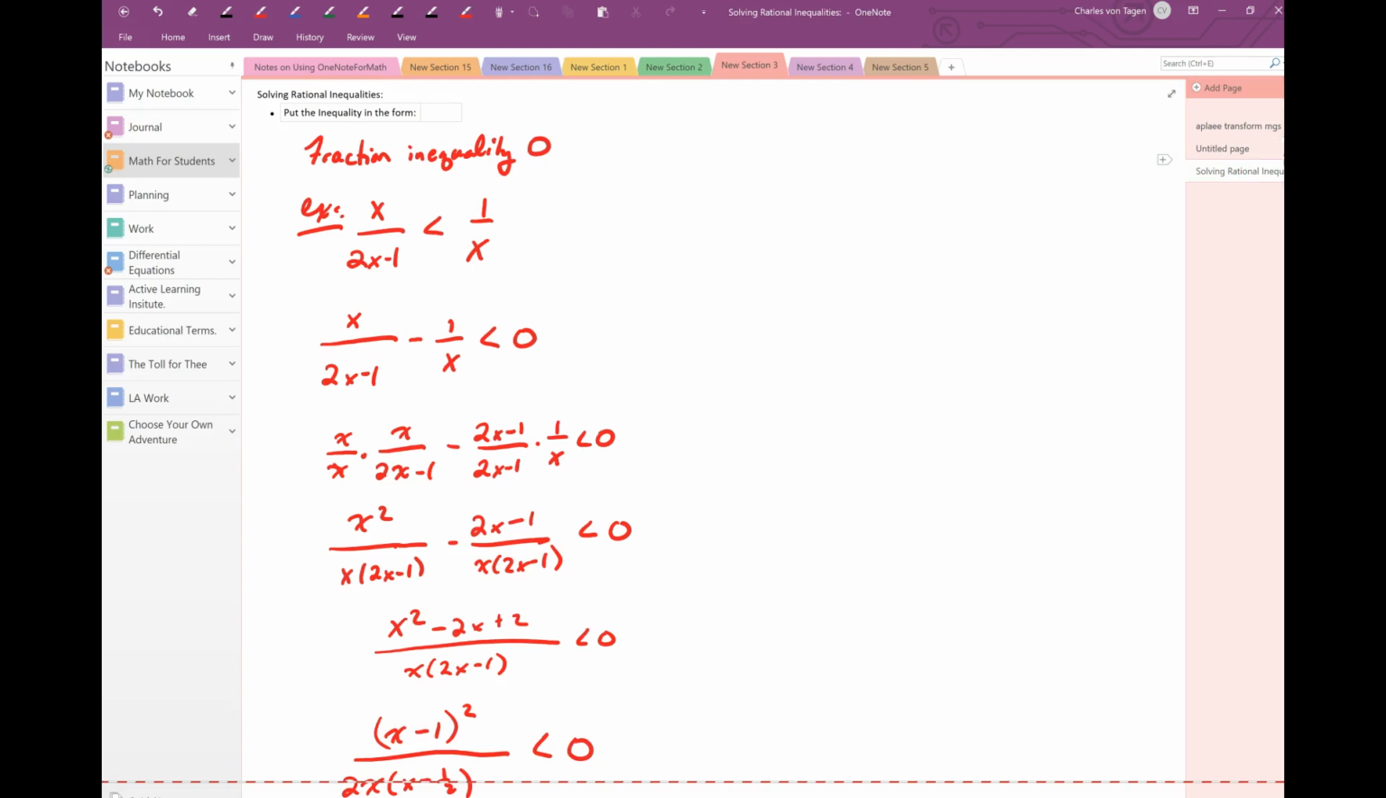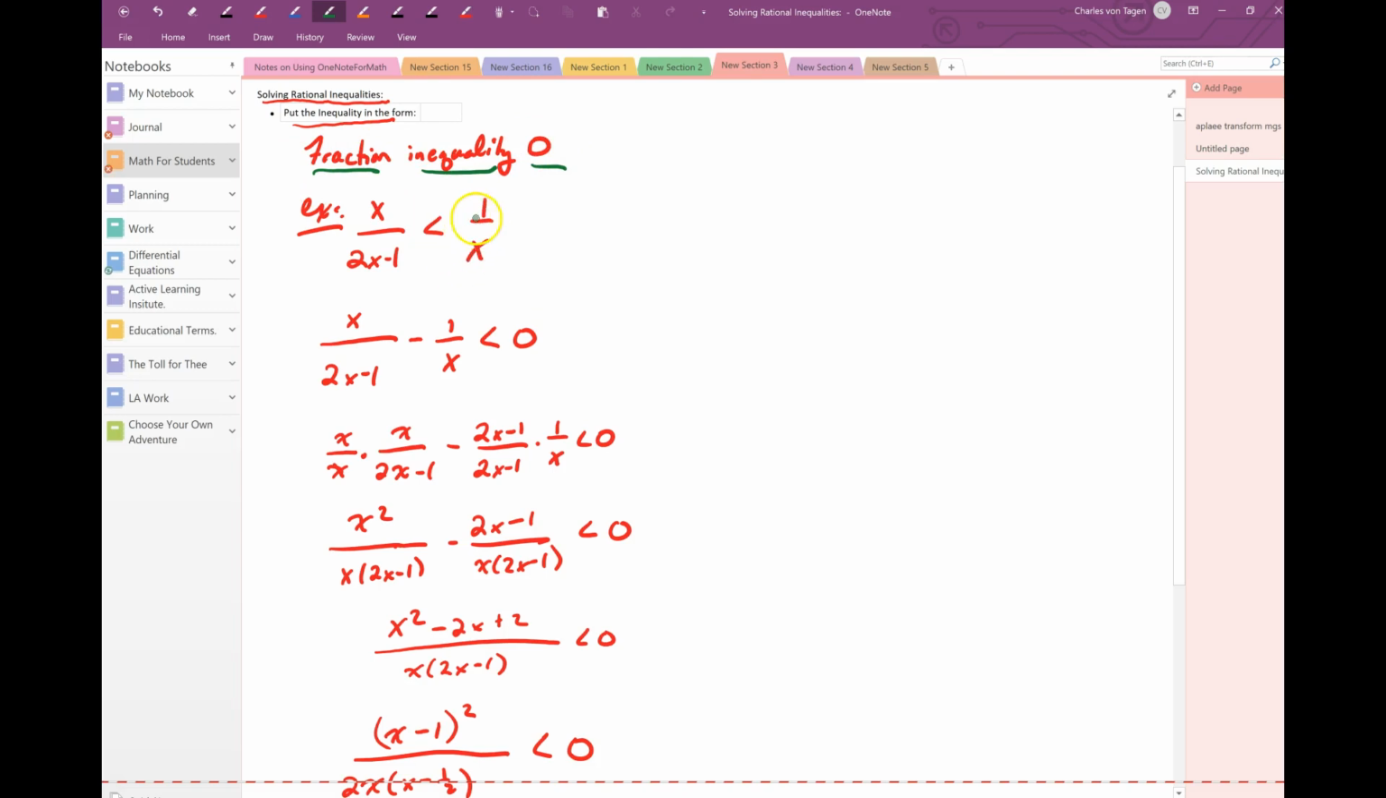So here are the steps to solving a rational inequality. The first thing you do is you need to put the inequality in the form of a fraction, then whatever the inequality is, and then 0. So you write the expression as a single fraction and set it to 0. Not set it equal to, but set it to 0. So let's just look at this example, and I've already done the work for this. We've got the inequality x over 2x minus 1 is less than 1 over x. So unlike our first example, this is not in the form of a fraction, inequality, and 0.